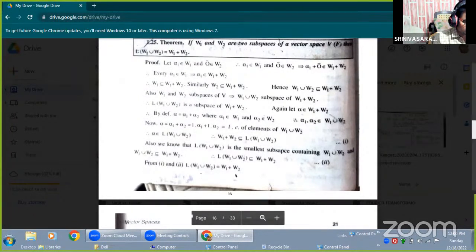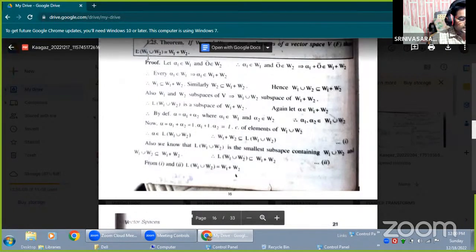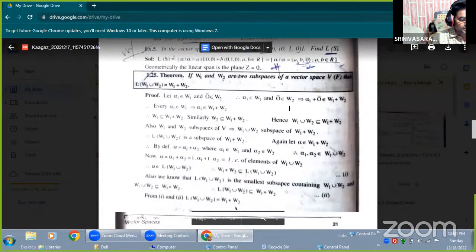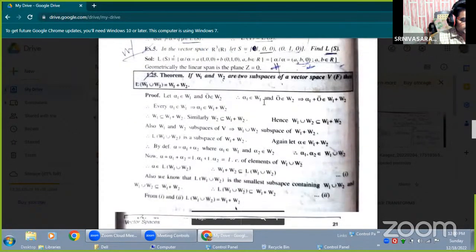Now, you have to see here: if W1, W2 are any two subspaces of a vector space, then L(W1 union W2) equals W1 plus W2. This theorem is also very important from the examination point of view. Just see and refer: W1, W2 are any two subspaces of a vector space.